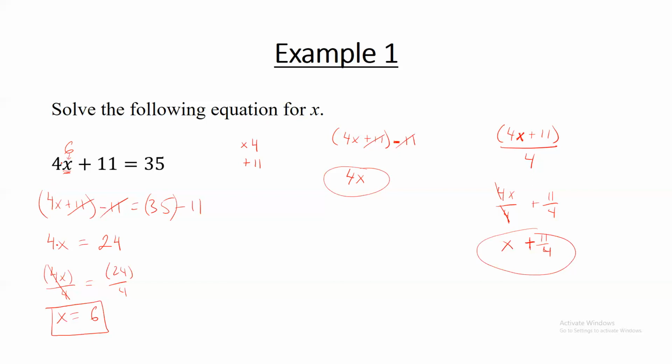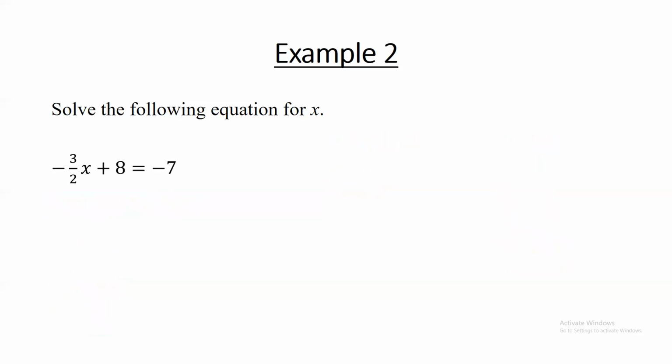Okay, let's take a look at another similar example. Negative 3/2x plus 8 equals negative 7. Again, we have x that's being multiplied by this number negative 3/2, and we have also addition of 8. It's much easier to undo the addition of 8. So we will subtract. So we have negative 3/2x plus 8. That's our left side.